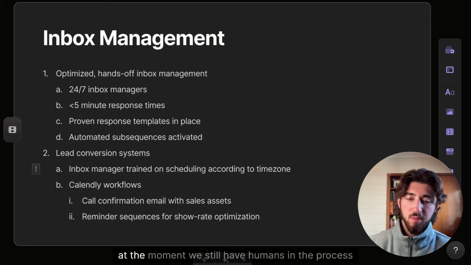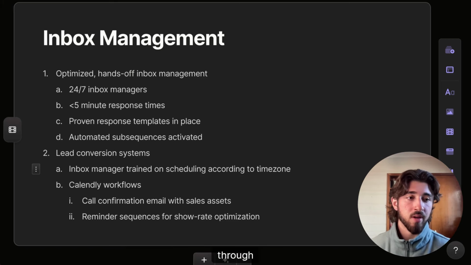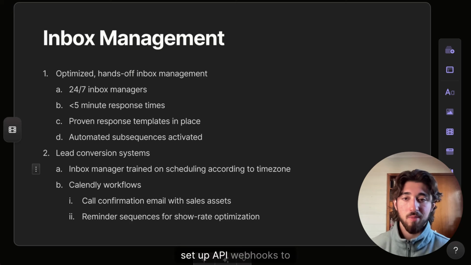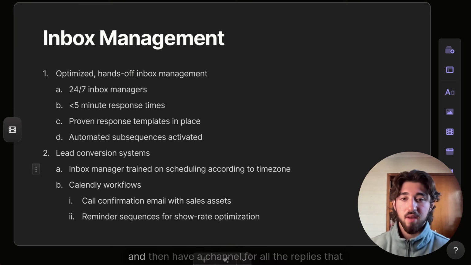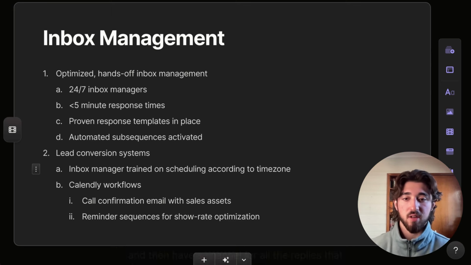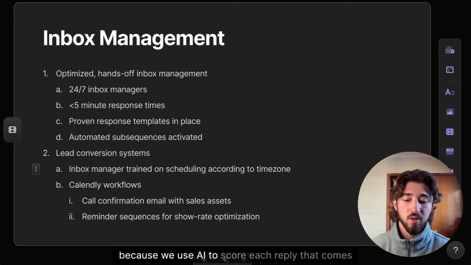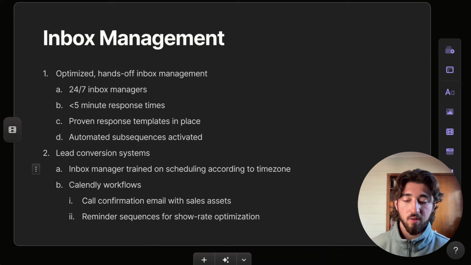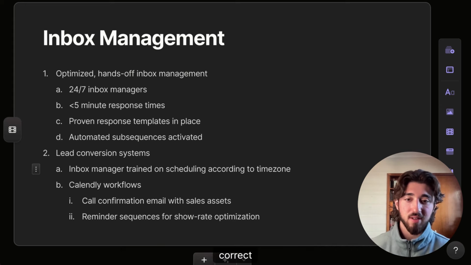But at the moment, we still have humans in the process, and with the humans, we're still getting sub 5 minute response times. The way we do that is pretty simple. We just use the Smart Lead Master Inbox and set up API webhooks to Slack, and then have a channel for all the positive replies that come through, because we use AI to score each reply, and it has like a 99% scoring accuracy.